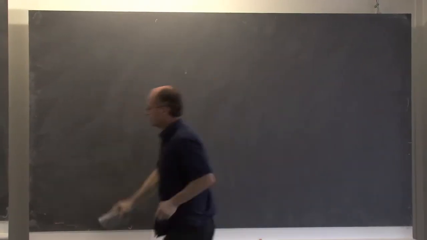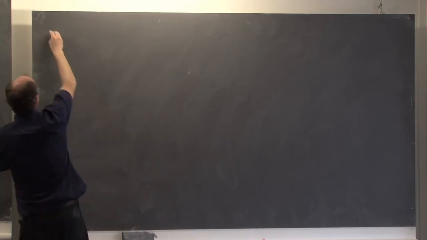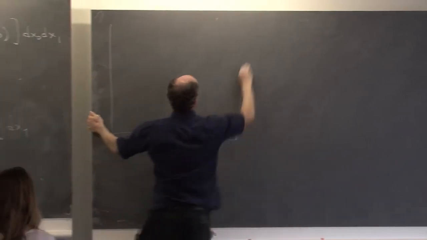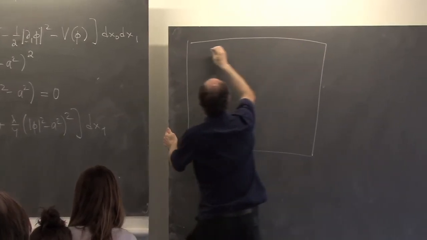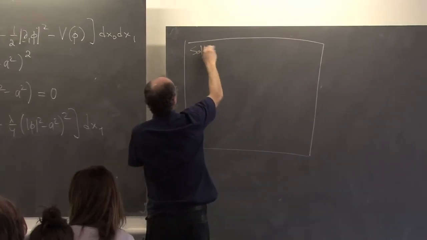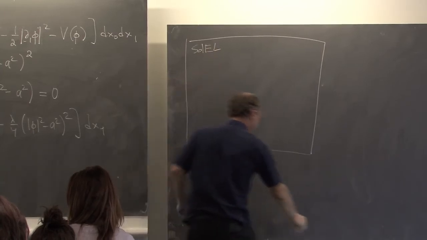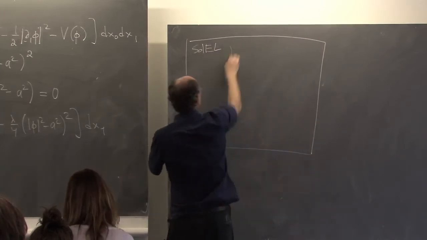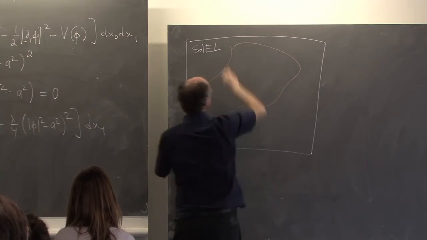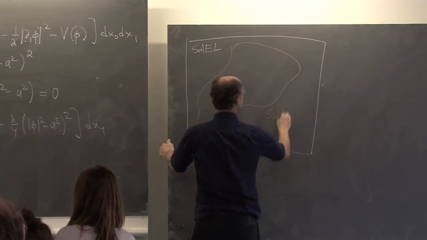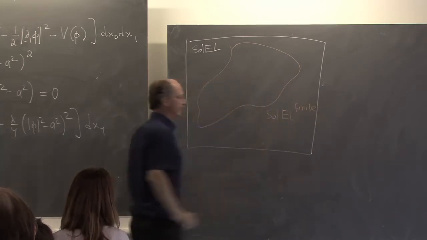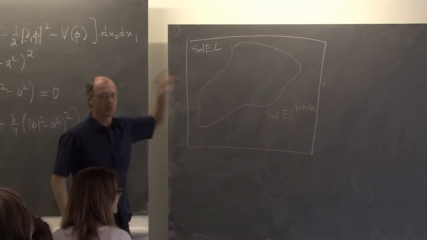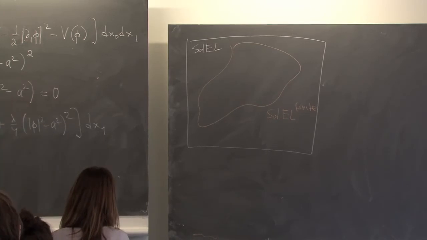Of course, again, we can be interested in the finite energy solutions, right? So we can try to make a drawing. So that's the vector space Sol EL, the vector space of all solutions. And here inside is sitting Sol EL finite, so solutions with finite energy.